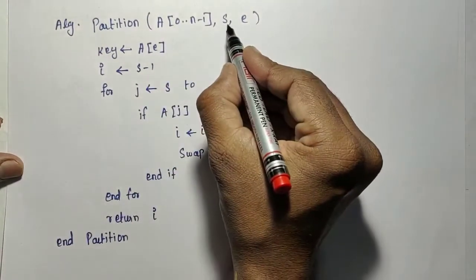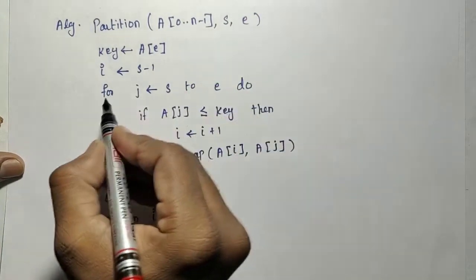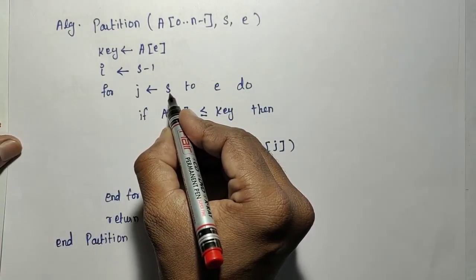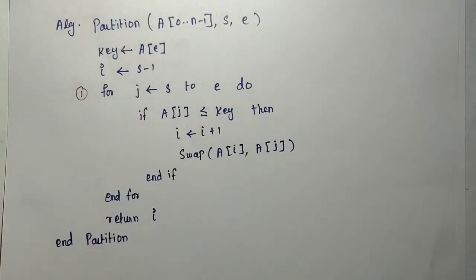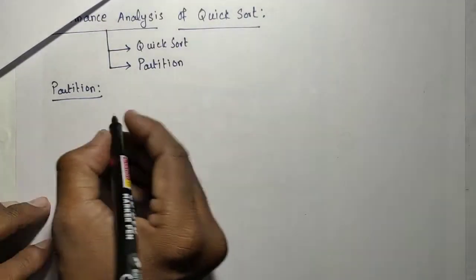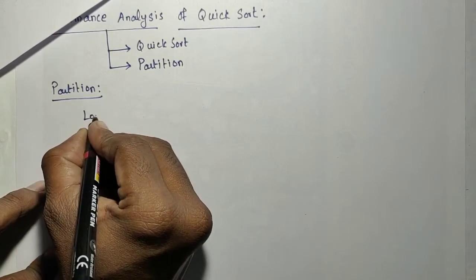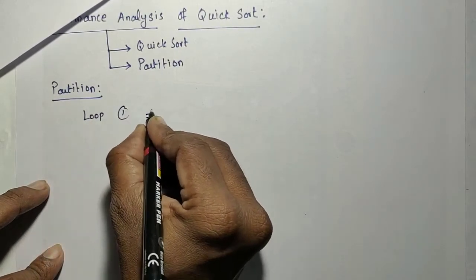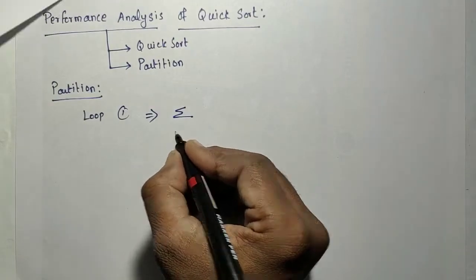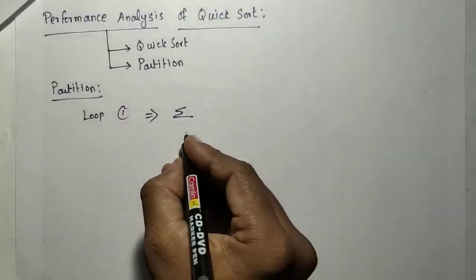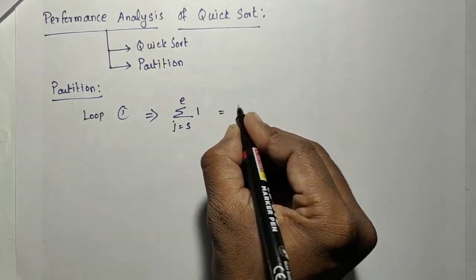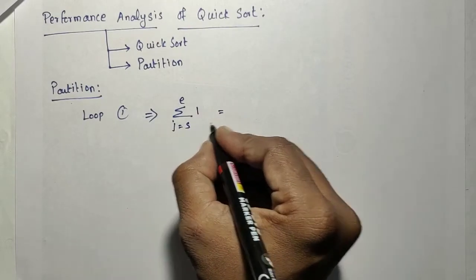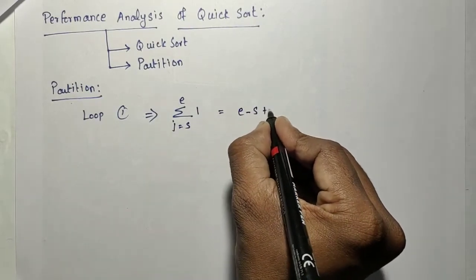In that algorithm, starting index and end index are passed. The loop is executed from starting index to end index, so only one loop is there. So I need to count the number of iterations for this loop, equal to the sum over j equal to s to e of 1. So it is nothing but e minus s plus 1.